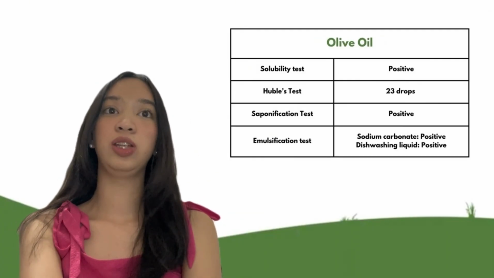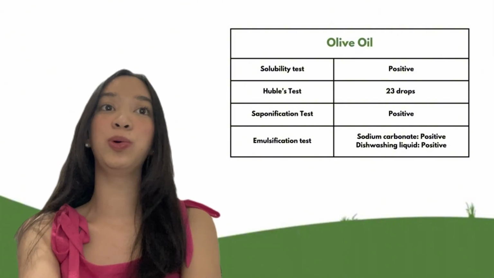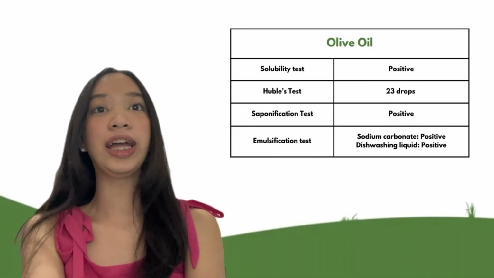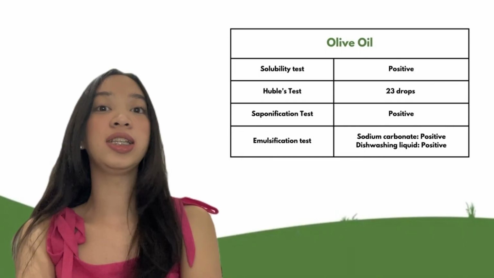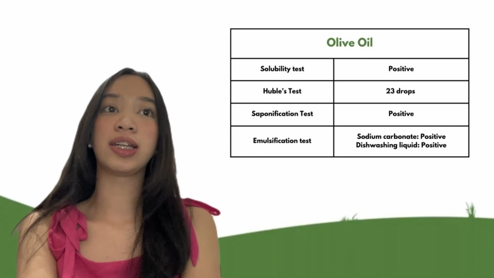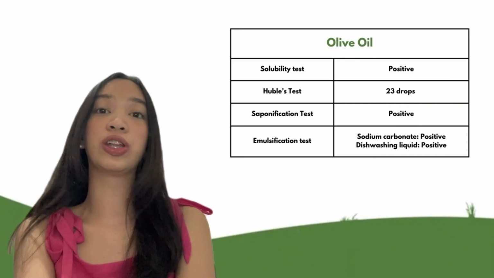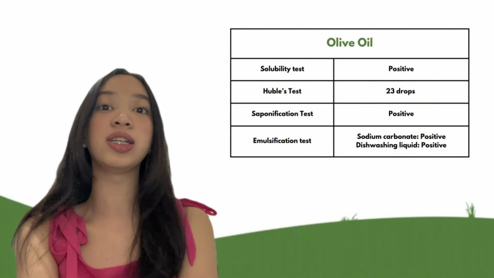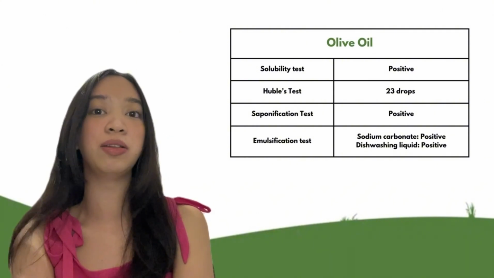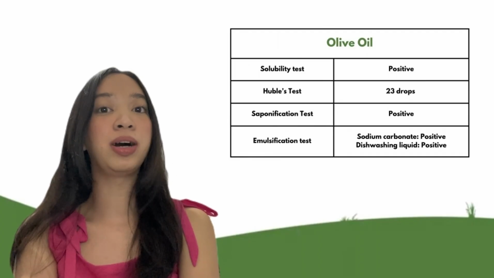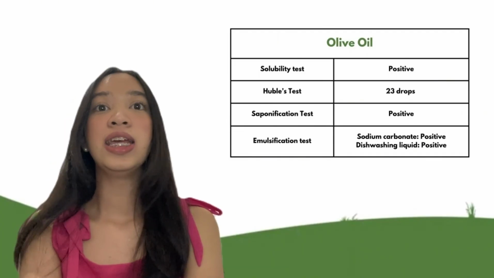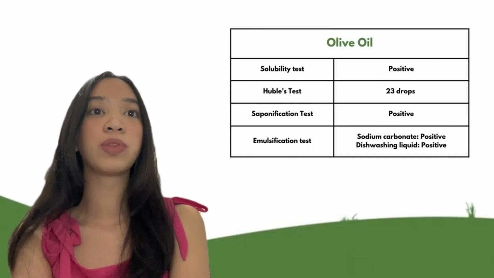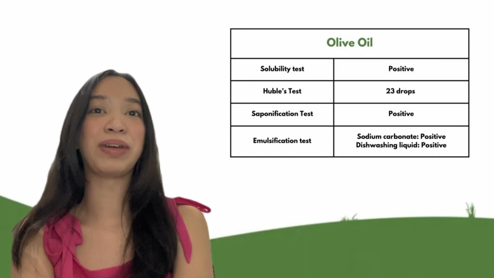For olive oil, it was observed to be soluble in nonpolar and insoluble in polar solvents, which is again in line with the expected results since it is a lipid. In Wijs test, it took 23 drops before the color turned pink, which is in line with the expected results since it is an unsaturated fatty acid. Meanwhile, it tested positive for saponification test, indicating that it reacted with NaOH to form soap and glycerol, which is again in line with the expected results.